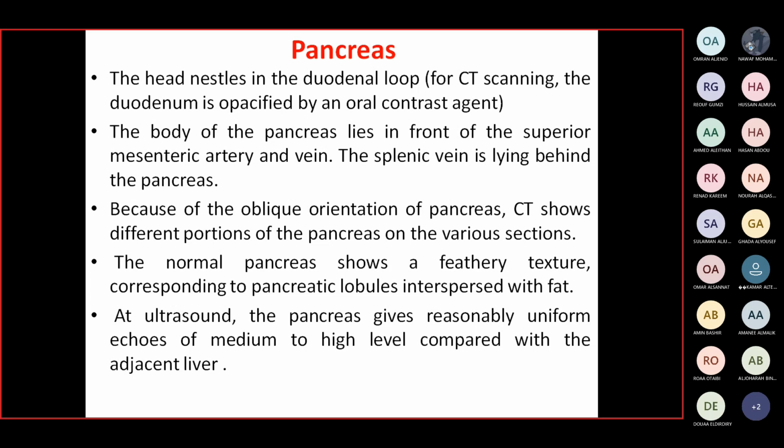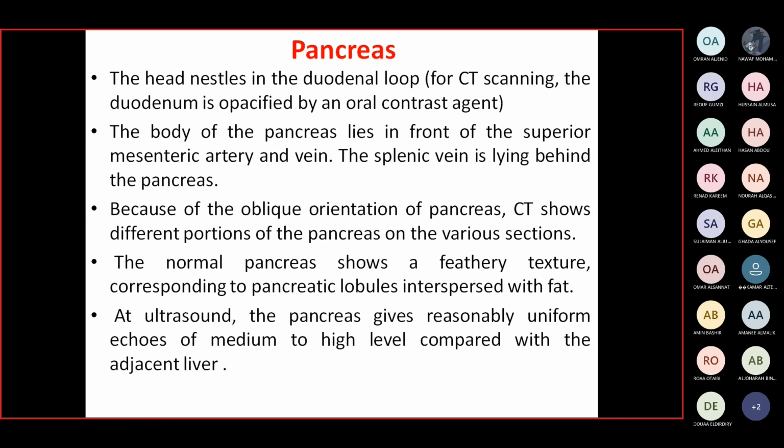Therefore, if you did not give the patient contrast orally to opacify the duodenum, it is usually difficult to differentiate between the pancreas and the duodenum. This is very important in imaging. If you are interested in the pancreas, you have to give the patient contrast. This contrast opacifies the duodenum and makes the duodenum brighter. This makes the differentiation between the duodenum and the pancreas easier.